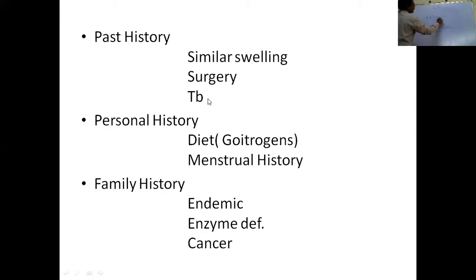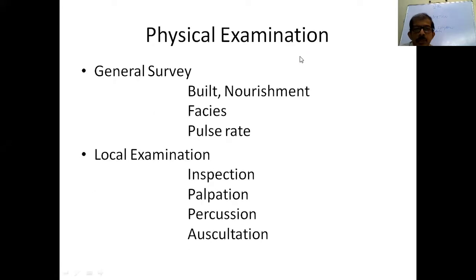Because radiation can also cause problems after exposure of 10, 15 years. Now the Chernobyl and in Japan, Hiroshima, those radiations are now resulting in thyroid disorders. So, past history of radiation is also important. Right?